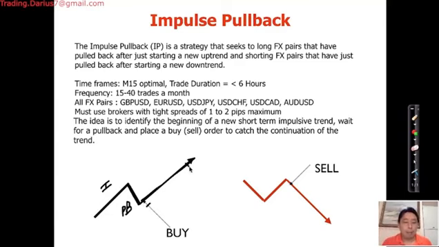At the same time, we're going to identify the start of a new short-term impulsive downtrend, like so. Wait for a minor pullback, place our sell order, and catch the continuation of the next impulsive wave. Boom. That's the whole idea of this strategy. So let's take a closer look at how we execute it.